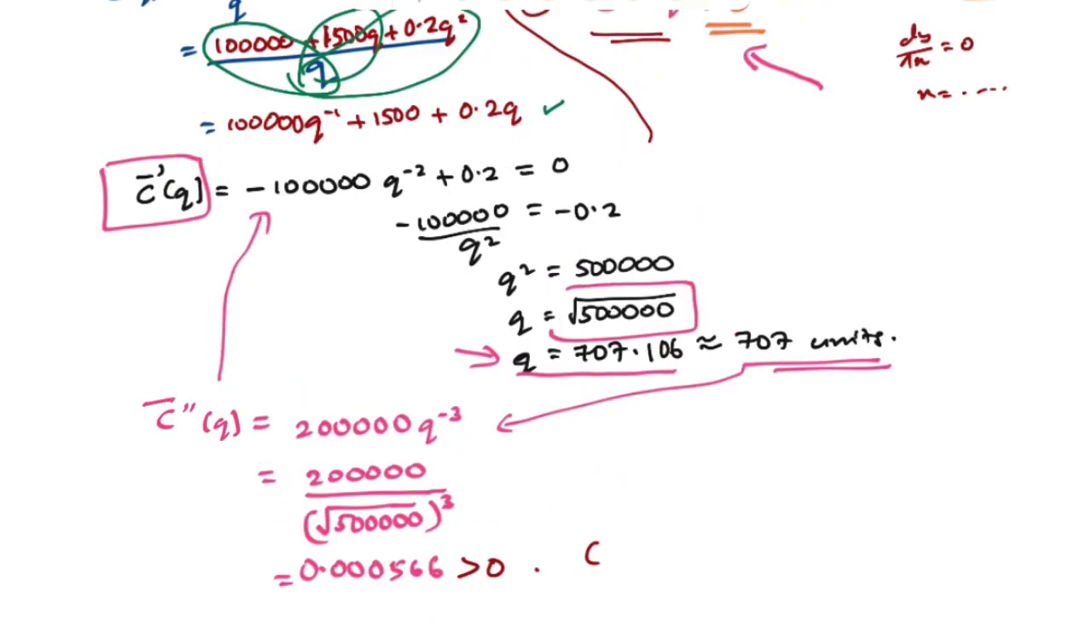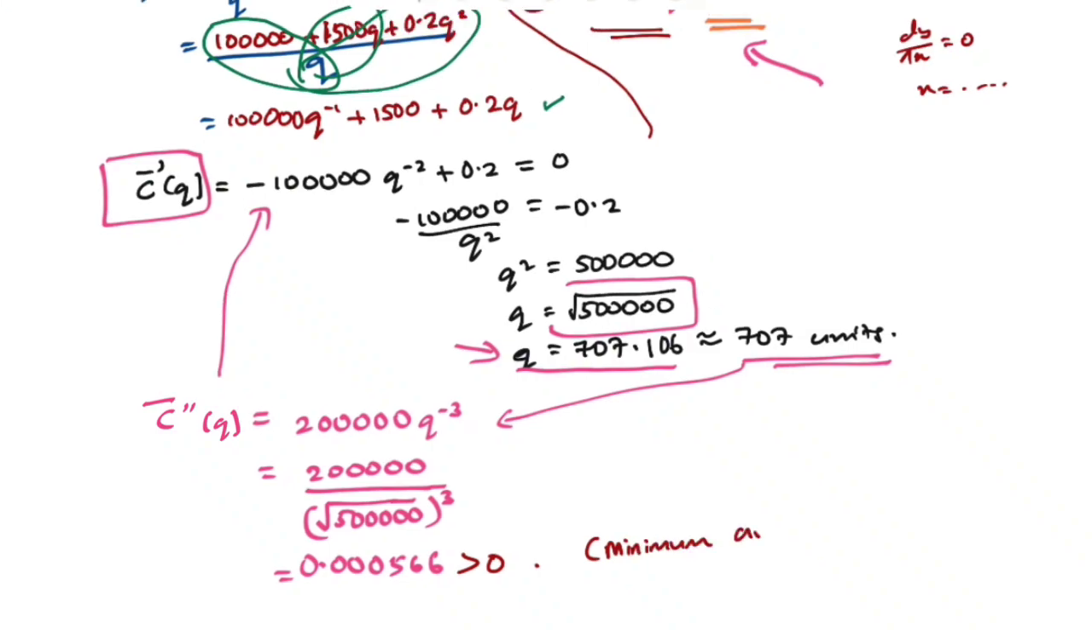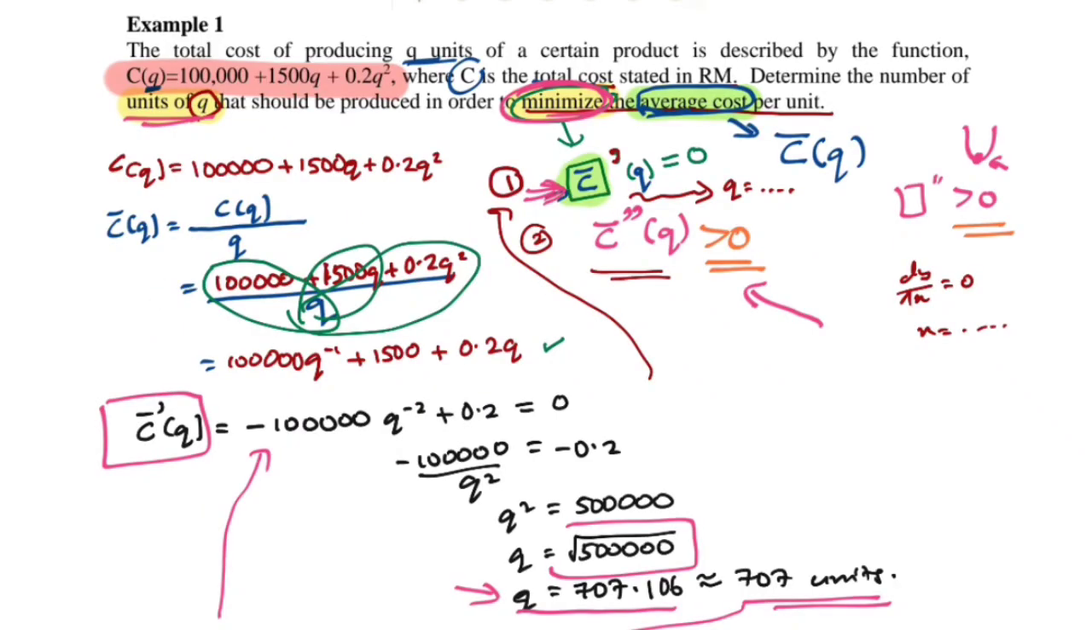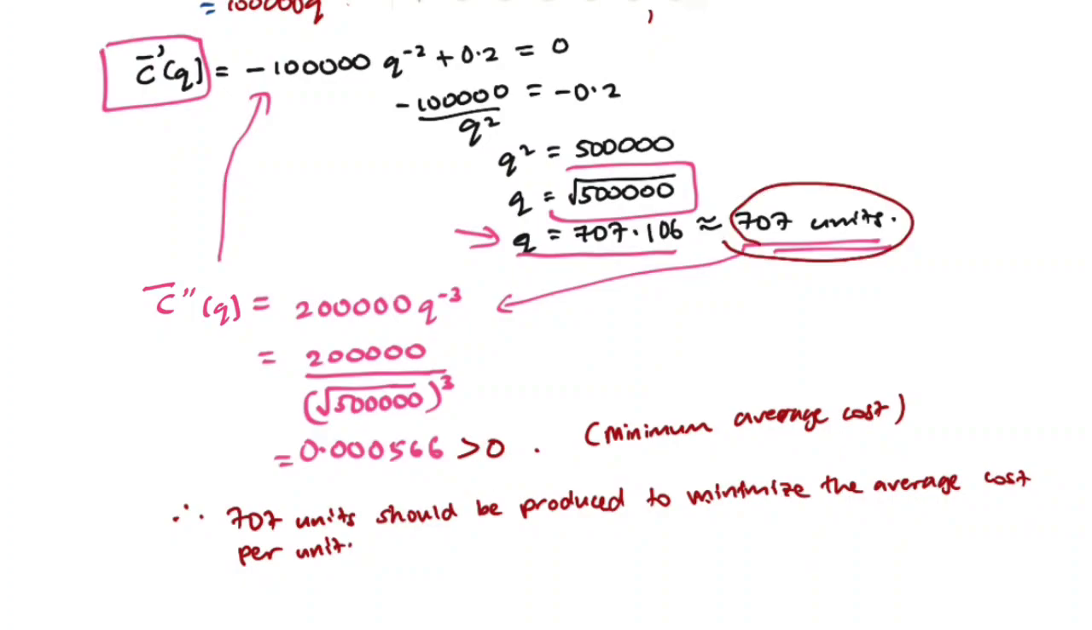Now please write your conclusion. Write something like minimum average cost and then state in words your conclusion. Before you write your conclusion, always check back the question. The question is asking about determine the number of units that should be produced in order to minimize the average cost per unit. So write your conclusion, 707 units from what you have obtained before. 707 units should be produced to minimize the average cost per unit.